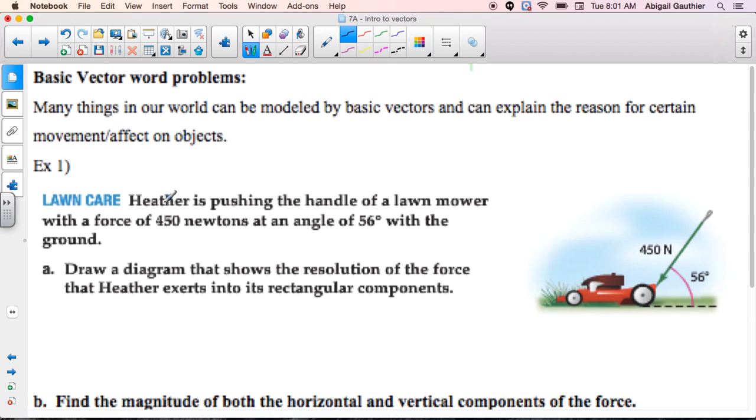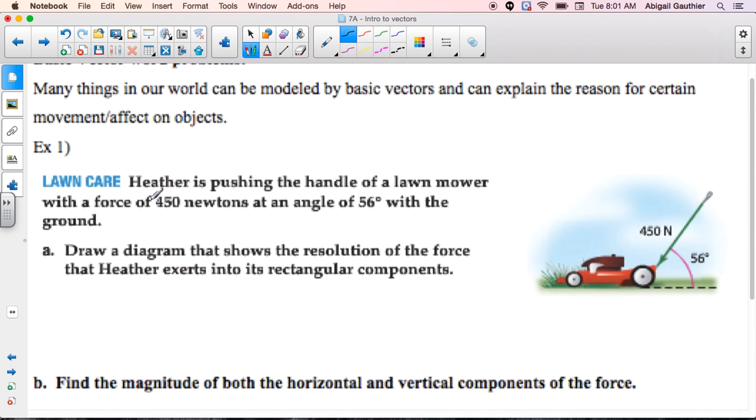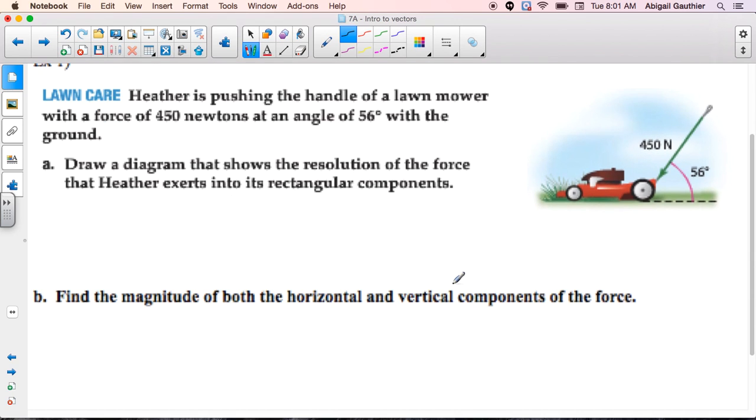All right, how do we do these vector word problems? Heather is pushing the handle of a lawnmower with a force of 450 newtons at an angle of 56 degrees with the ground. They gave us this nice diagram. Draw a diagram that shows the resolution of the force that Heather exerts into its rectangular components. Okay, what do we mean by this? Well, basically, these are going to be our nice right triangles. We've got our 450 newtons, that's the magnitude. Here's the ground, that's supposed to be flat. We have 56 degrees here.